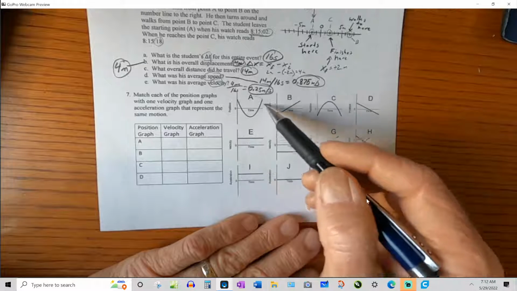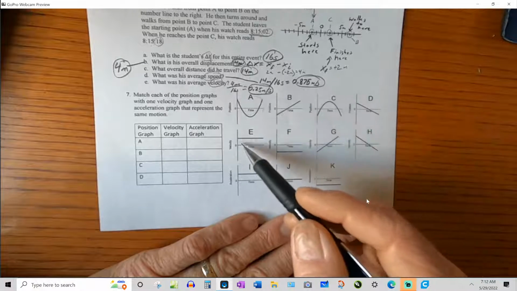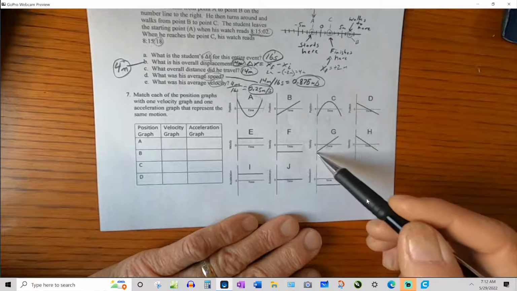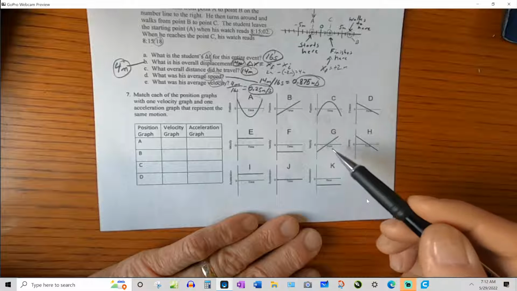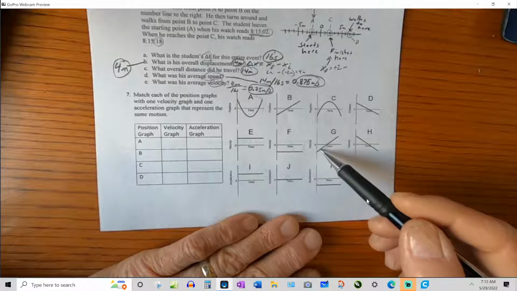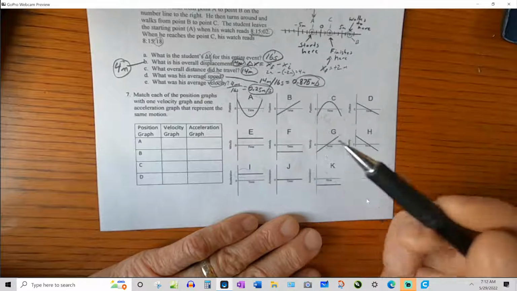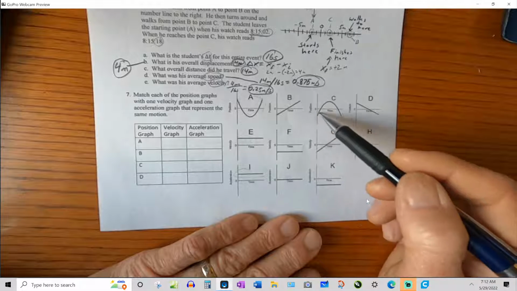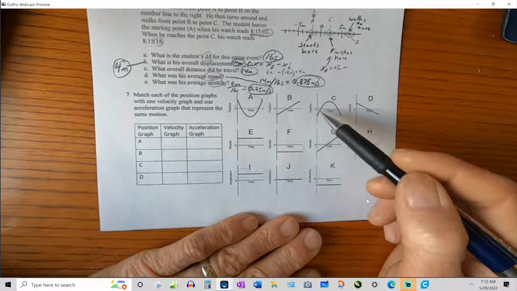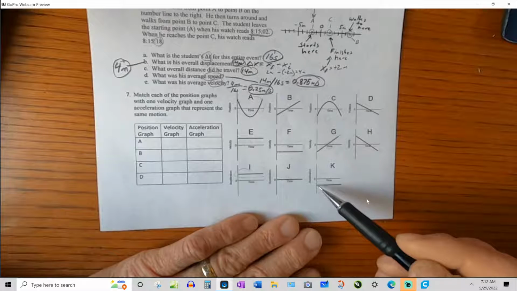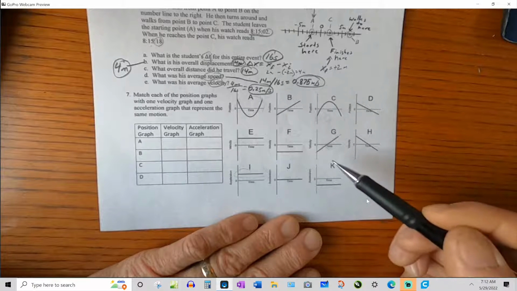This one has positive acceleration. So I need a velocity graph that's going up. So there we go. And the velocity graph is going up, and the acceleration graph should just be in the positive range. Here, I've got one that's negative acceleration, so I just need to see the velocity graph going down, and the acceleration should be negative the whole time.